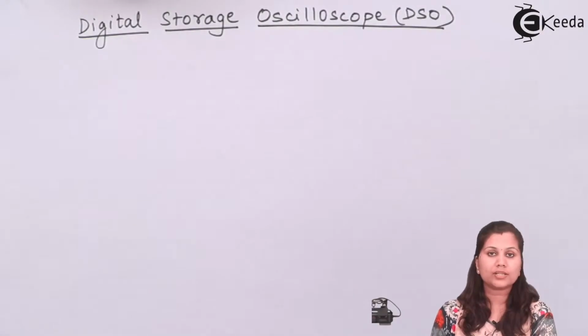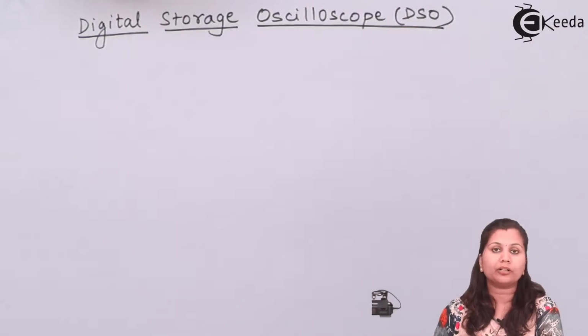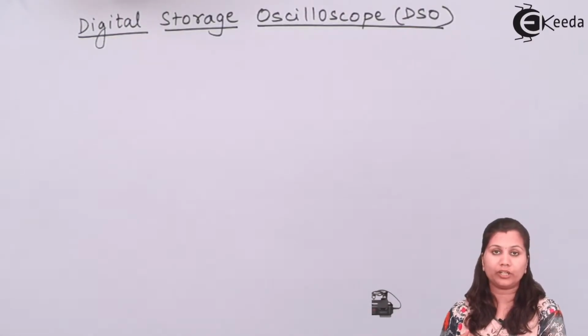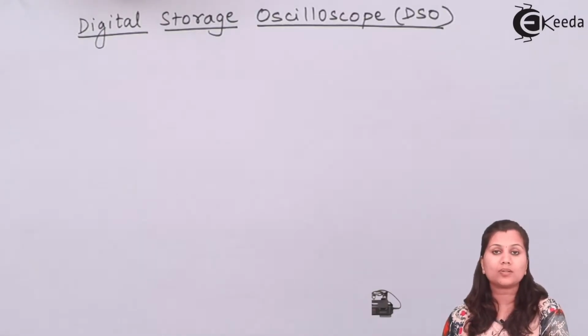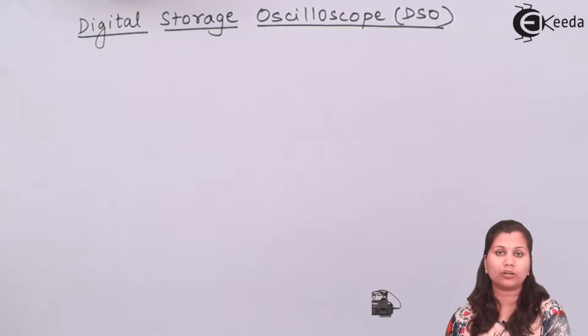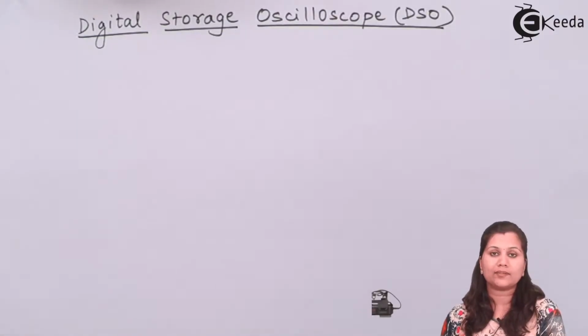Now, the digital storage oscilloscope is an instrument which gives us the storage in a digital form. It is going to give us the digital copy of the waveform, and it allows us to store the signal or the waveform in the digital format in the digital memory, and also it allows us to do the digital signal processing techniques over that signal. So oscilloscope, as it gives us the visual display of the waveforms.